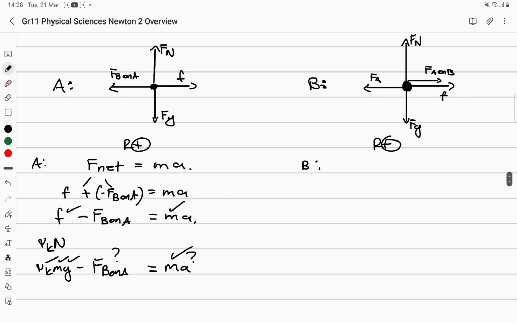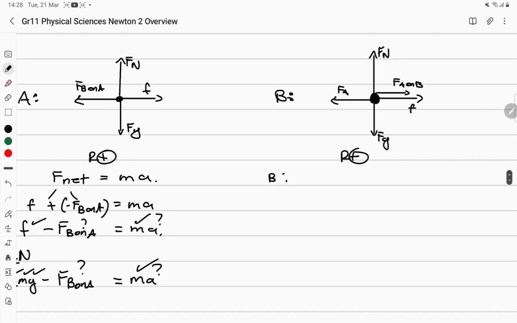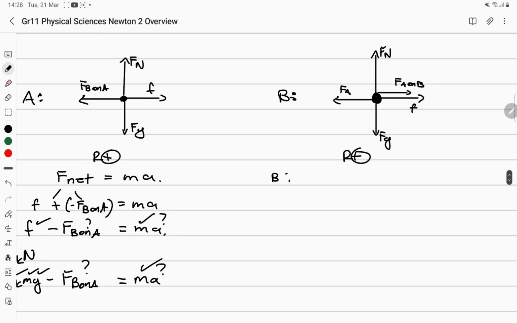So let's look at B. We'll end up with some values there for frictional force and mass, but we'll have an unknown and an unknown over here. Looking at B, I'll just speed this one up. I have a negative applied force because it's going left, and we said right is positive, plus F A on B plus friction is equal to ma.